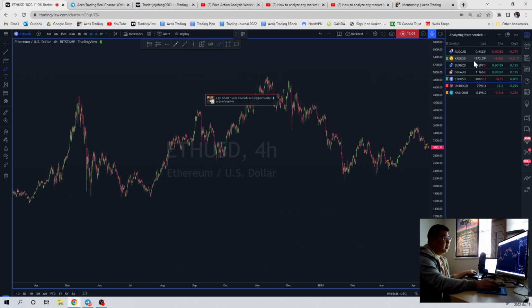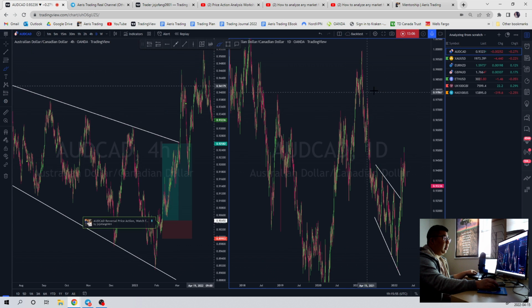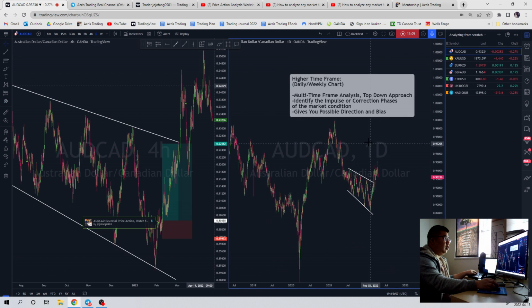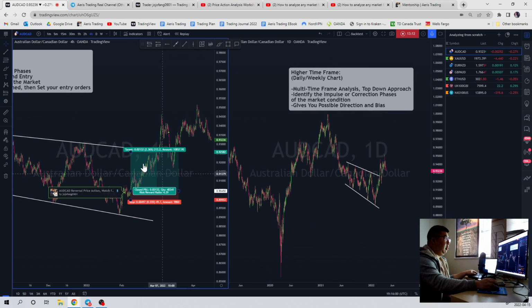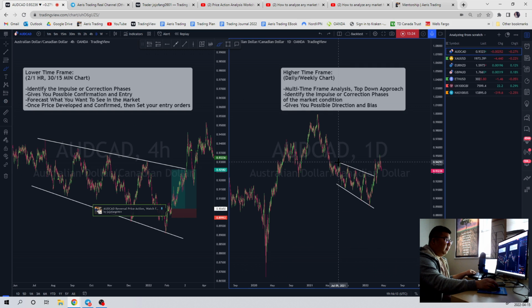Okay, so to recap everything once again, starting from the higher time frame. Remember, we're always starting from the higher time frame first, because the higher time frame is usually going to give you a better bias of what the market is possibly going to do. Whether that's daily or weekly, I usually go with the daily chart, because we're going to do a multi-time frame top-down approach. We identify the impulse or the corrective phase of the market condition. In this case, we saw that as a descending channel. We know a descending channel is usually going to be a bullish reversal. So once you have all that, you know the higher time frame is possibly going to be bullish, so you have a possible direction and a bias in your head.